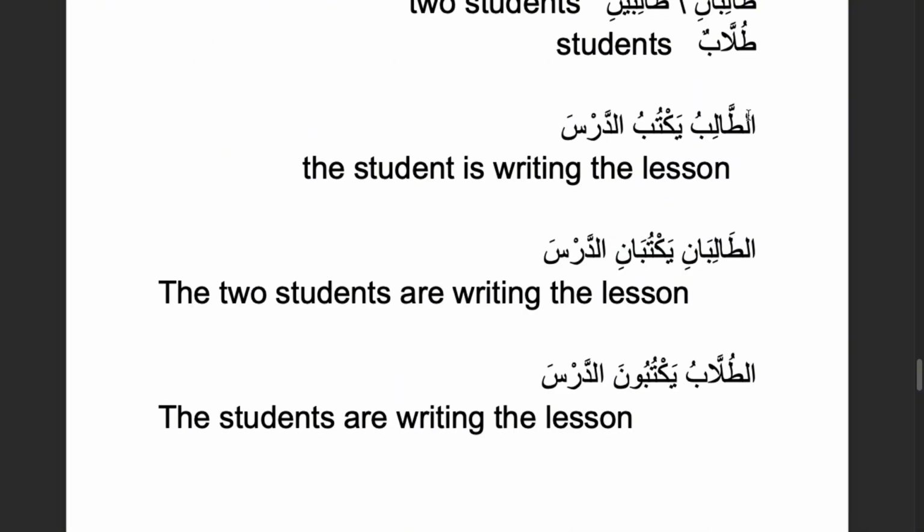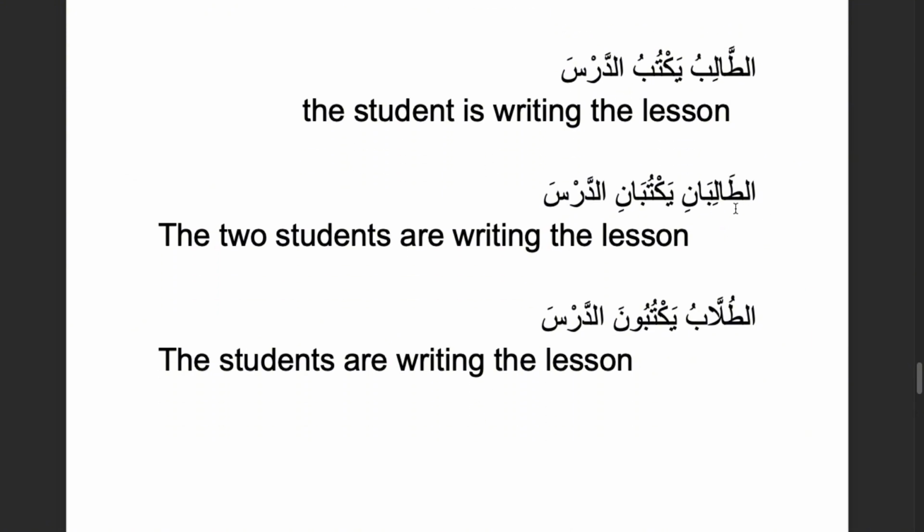If we say at-talib yaktubu ad-dars, this means the student is writing the lesson. You've got at-talib, the student, yaktubu is writing. The ya here means he. It's going back to talib. Ad-dars is the lesson. So the student is writing the lesson.